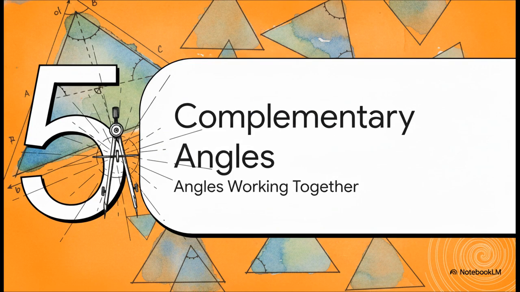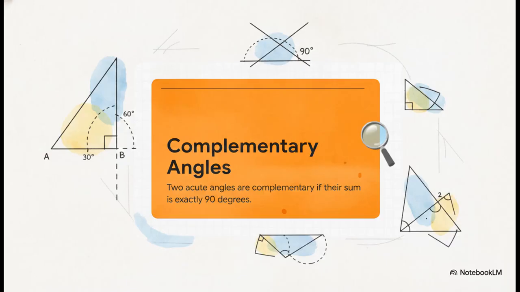And finally, we arrive at Section 5, Solving Complementary Angles. The definition we're working with here is beautifully simple. 2 acute angles are complementary if, when you add them together, they equal exactly 90 degrees. Now, because any triangle always has a total of 180 degrees, and the right angle takes up 90 of those right off the bat, the other 2 angles in our right-angled triangle absolutely must add up to 90. Therefore, the 2 acute angles in a right triangle are always complementary. If one is 30 degrees, its complement has to be 60 degrees.